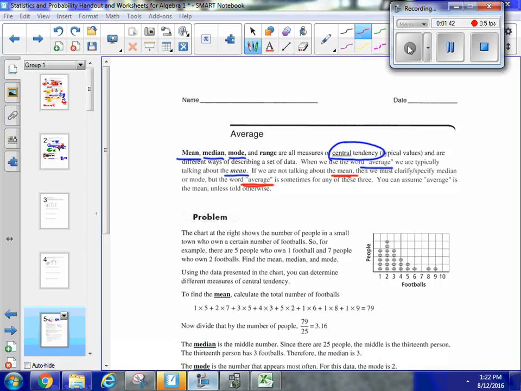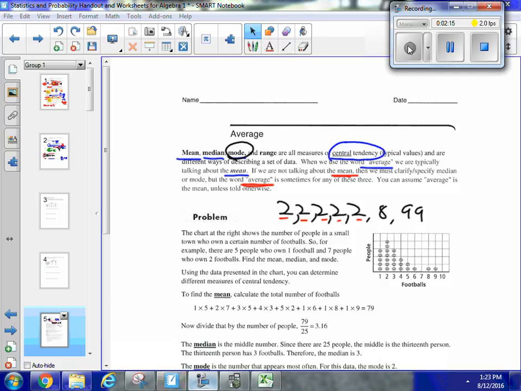Now, I'm also going to say that the mode is something that is really not used that much. Mode is the value that is the most frequent. So if I had a set of information like 2, 2, 2, 2, 2, let's make these all separate, 8, 99, well, the mode is 2 because that one has happened most frequently. Generally not as useful. You're not going to see it a lot. Mostly you're going to be seeing mean and median.